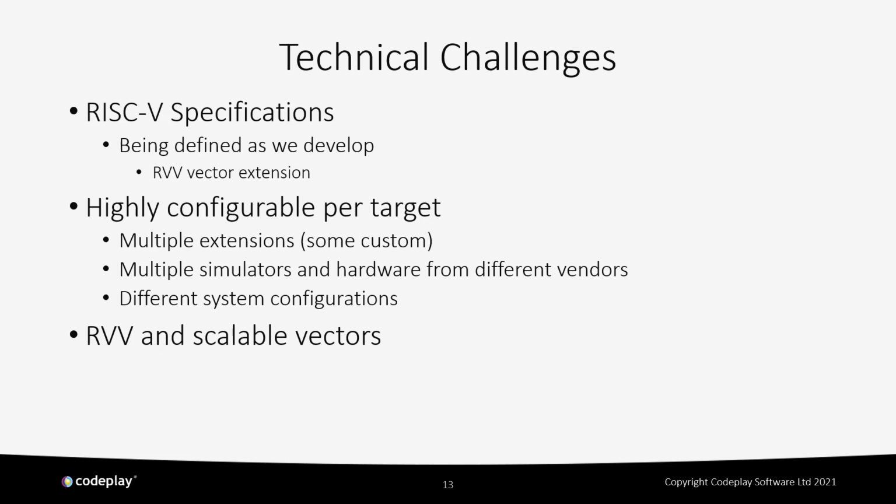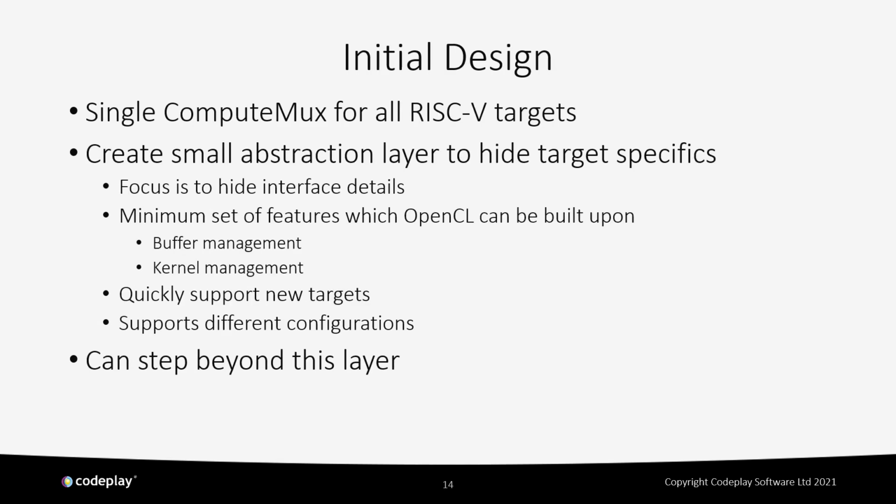There are also a number of technical challenges when working with the RISC-V extension, but my colleague Colin will talk about them later. So our initial design for supporting RISC-V targets is to create only one ComputeMux, which will support all RISC-V targets initially. But as mentioned, we do need a way to manage the differences between targets.